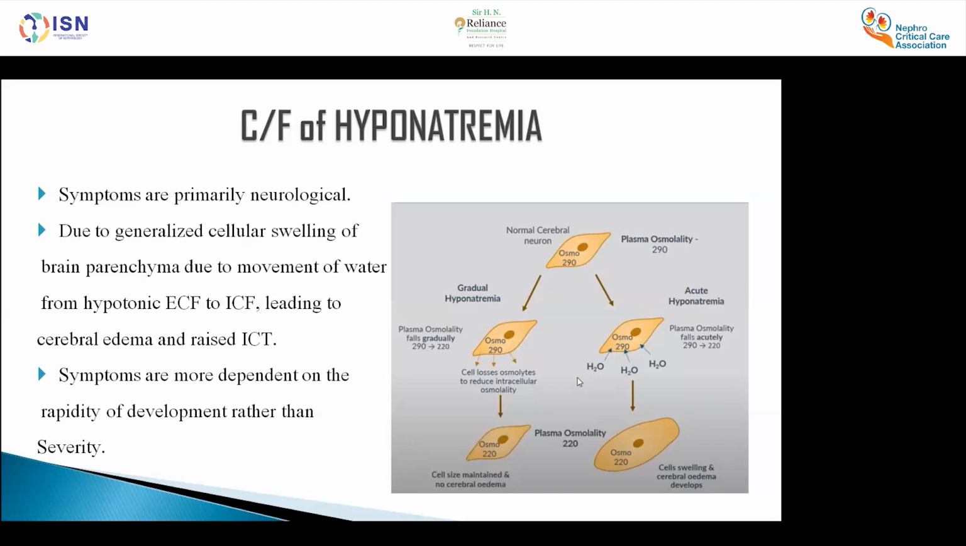So when a patient is having acute hyponatremia, as you can see in the diagram beside, the patients tend to have cellular swelling due to acute decrease in plasma osmolality and movement of water from extracellular to intracellular, hypotonic movement. So this leads to cellular swelling and cerebral edema develops. Whereas in gradual hyponatremia, that is chronic hyponatremia, initially the cell tries to compensate by losing osmolytes, which again reduces the intracellular osmolality, and less water tends to go inside the cell, and the cellular swelling is less. So the cell sizes are maintained and no cerebral edema is seen in chronic or gradual hyponatremia. So patients having acute hyponatremia are more prone to cerebral edema development as compared to chronic hyponatremia.